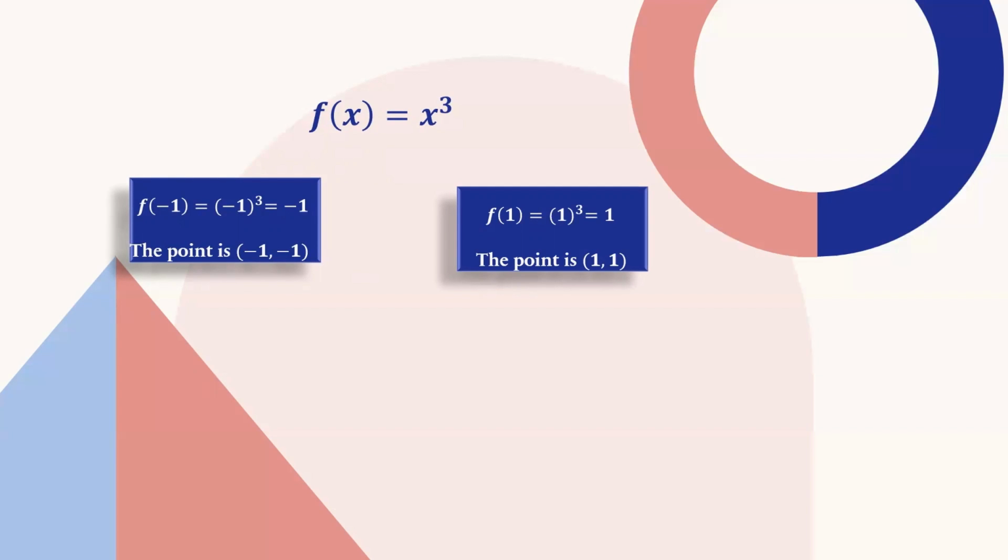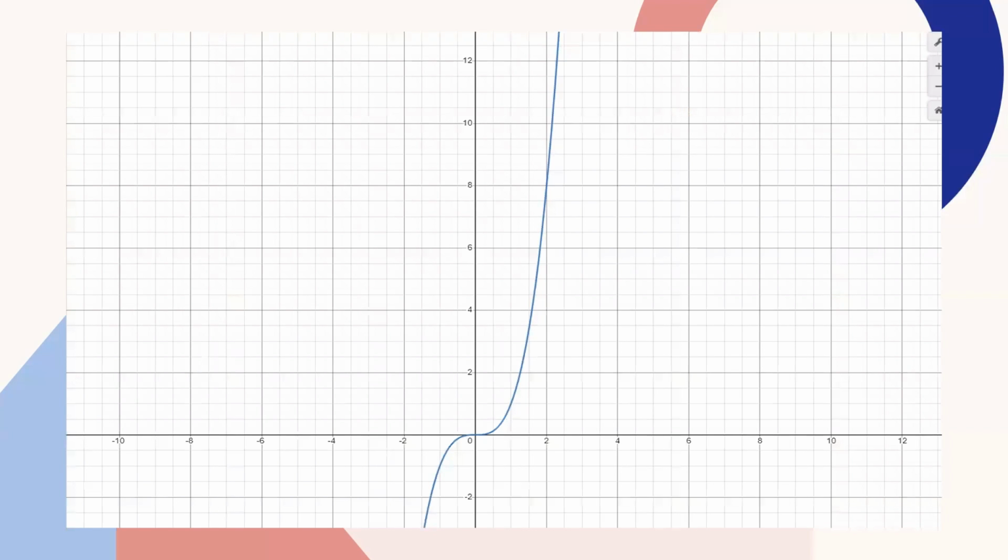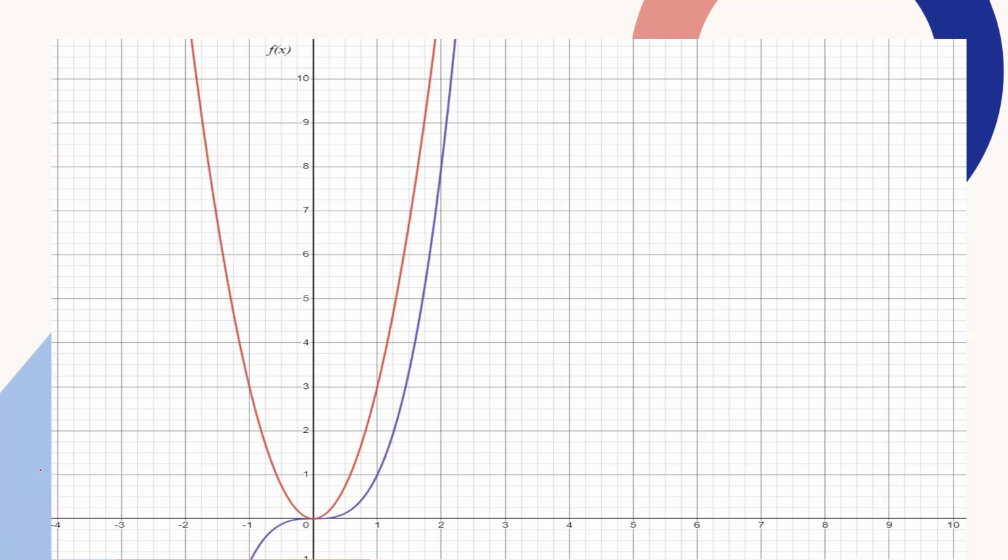Similarly, when you substitute a positive value, for example when x is equal to 1, f of 1 is equal to 1 cube, which is 1. So the point is 1 comma 1. Like this, we can substitute minus 2, plus 2, minus 3, plus 3 and so on. So the result is a curve. This is the curve for the function f of x is equal to x cube. This blue line represents the function x cube, and this red line represents the function 3x square. Since 3x square is also a function, we will get a curve.